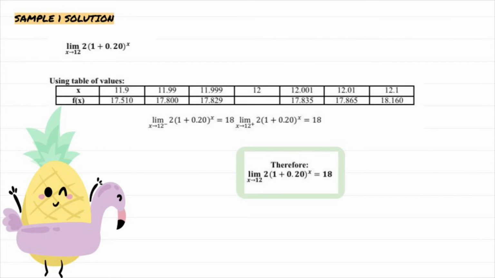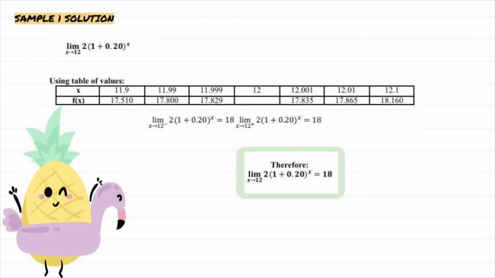Let us now determine the colony count growth present in sample 1, wherein we already know that a is equal to 2, which is our starting number, r is equal to 0.20, which represents the 20% growth rate, and a 12-hour duration represented by the variable x. Substituting these values in the formula would then give us the equation: the limit of 2 multiplied to the quantity of 1 plus 0.20 raised to the power of x as x approaches 12.